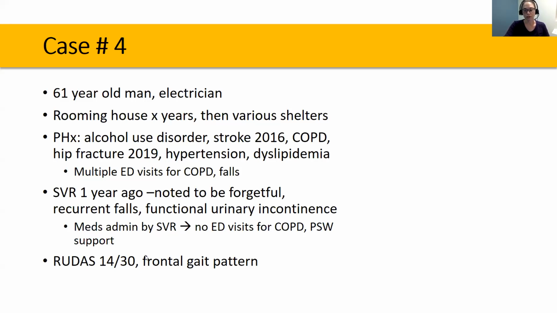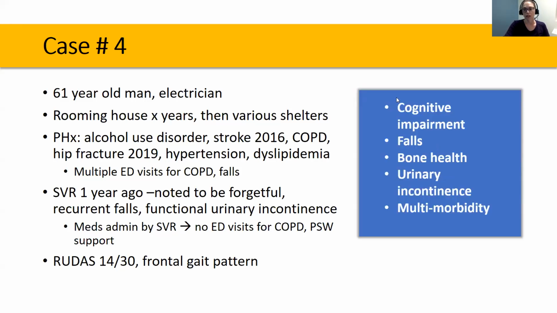When I see him, there's certainly cognitive impairment that's not been previously diagnosed. He scores 14 out of 30 on his RUDAS, and he has a frontal gait pattern and is very, very unsteady when ambulating. So we see in a 61-year-old man, somebody with pretty advanced cognitive impairment, recurrent falls, bone health that has not been optimized, and fracture at a younger age than we would typically see, urinary incontinence, and then multimorbidity.